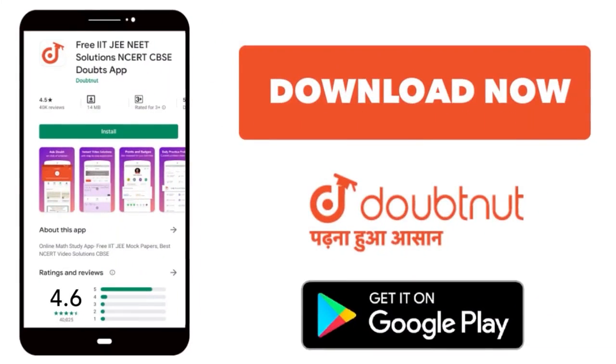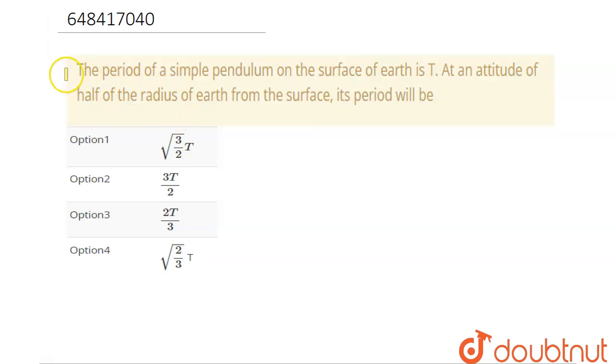Hello students, the question is: the period of a simple pendulum on the surface of Earth is T. At an altitude of half of the radius of the Earth from the surface, its period will be?